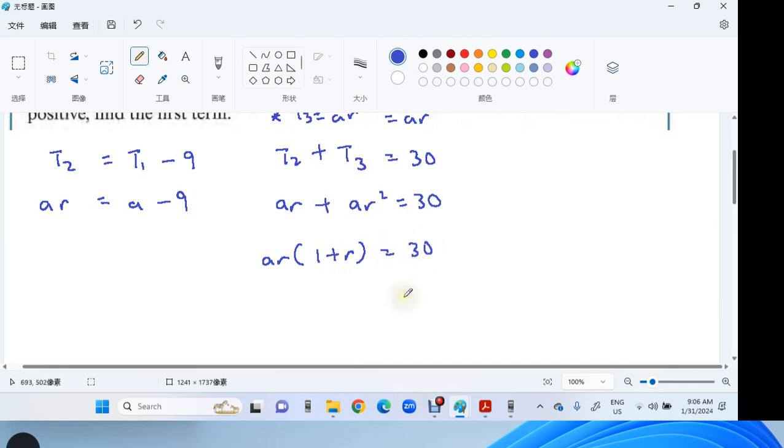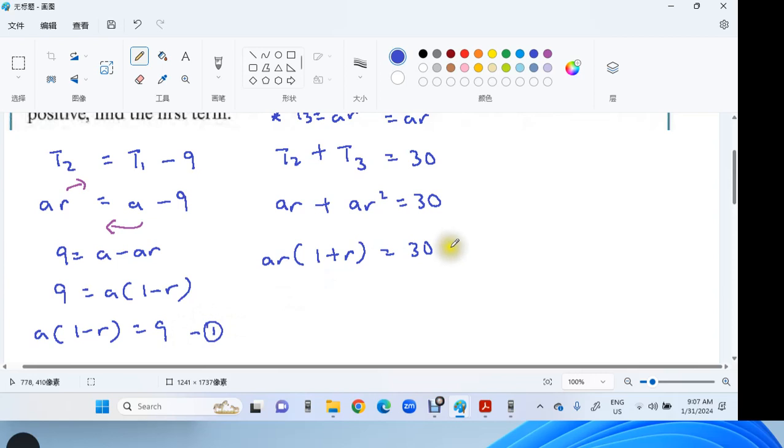And for this one, if we move this and this, then we have 9 equals A minus AR. I factorize the A, so A(1 minus R) equals 9. So we have A(1 minus R) equals 9 as equation 1. And this is equation 2.